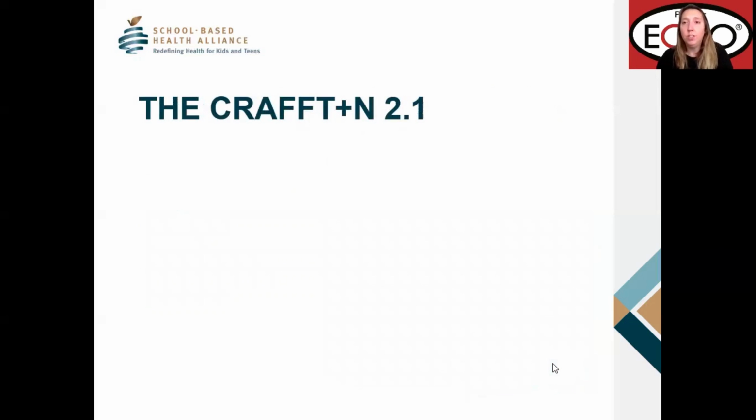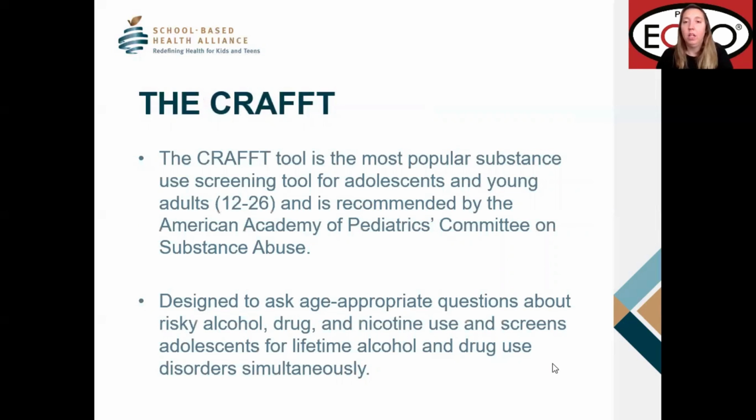So we're going to first talk about the screening tool known as the CRAFFT plus N 2.1. The CRAFFT tool is one of the most popular substance use screening tools for adolescents and young adults aged 12 to 26. It's also recommended by the American Academy of Pediatrics Committee on Substance Abuse.